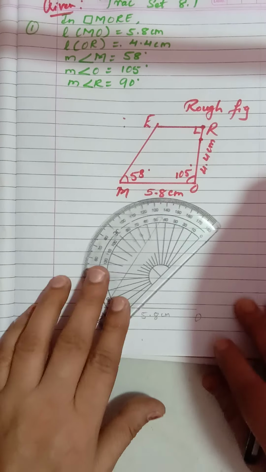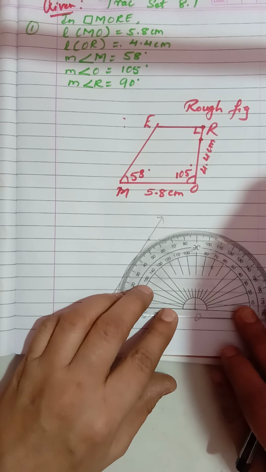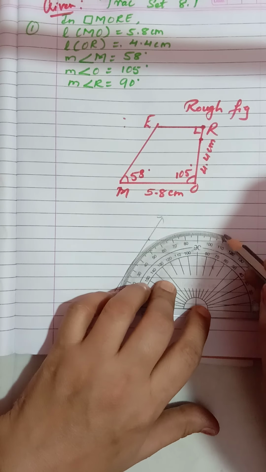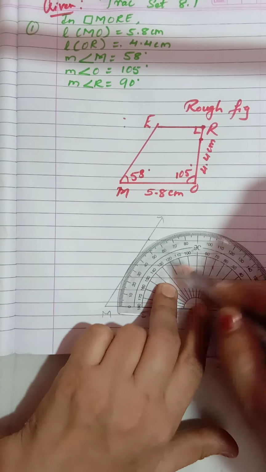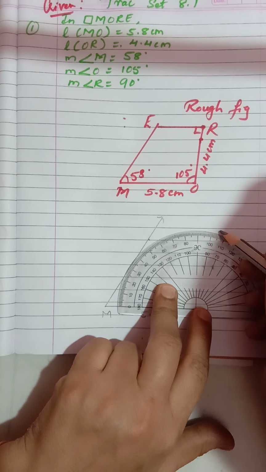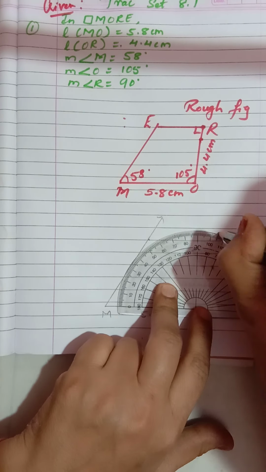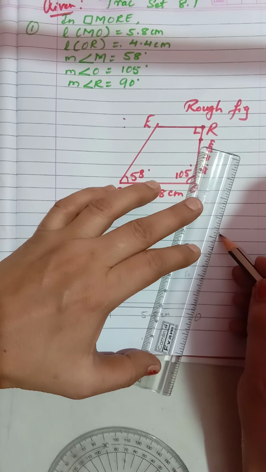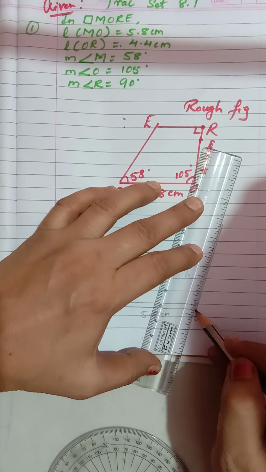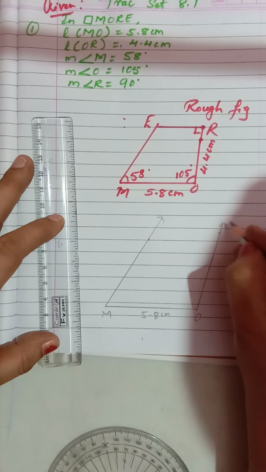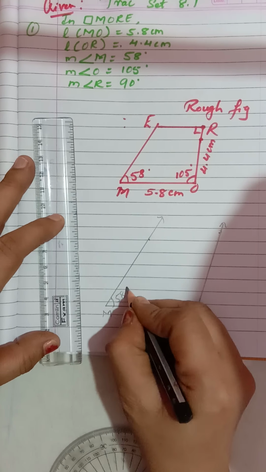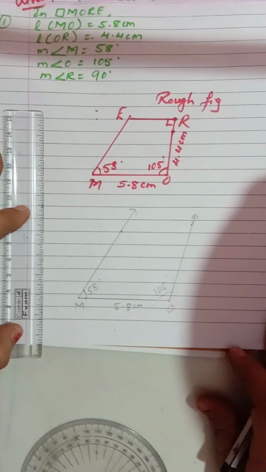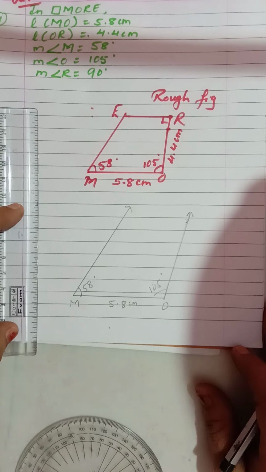Now angle O is how much? Angle O is 105 degree. Okay, so 105 is where? Here. Now see children, this is your 105. So we are going to construct 105 degree. Both the angles we have drawn together. This is your 58 degree, this is your 105 degree.